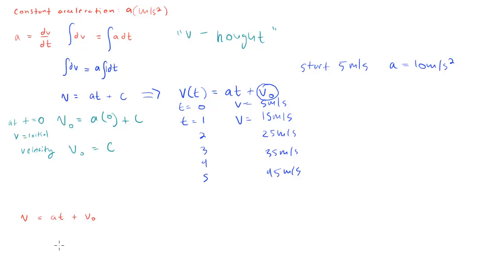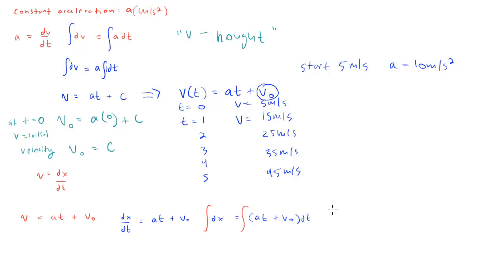Now, we know that velocity is the change of position with respect to time. That's how we define velocity. So we'll do a little substituting here. dx/dt equals at plus v naught. Then dx equals at plus v naught, all times dt. Then we have these differentials here, and that's just calling to be integrated.